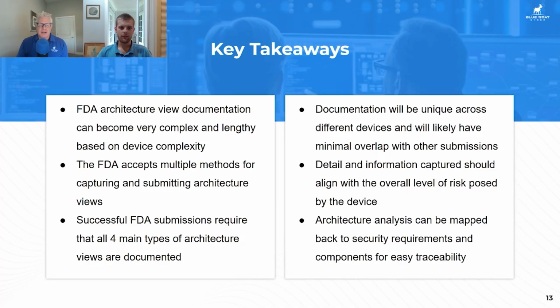Awesome. Anything else to add to the webinar today, Trevor? I think we covered everything pretty well. Those are some of the main points that we wanted to cover. We talked about the different architecture views that the FDA wants to see captured as part of the regulatory documentation and submission. We went into some details on those four views: the global system view, multi-patient harm view, updatability and patchability view, and security use case views. And then we talked about some of the tips and tricks to make sure that your submission goes smoothly and you're able to fully capture these as part of your documentation.